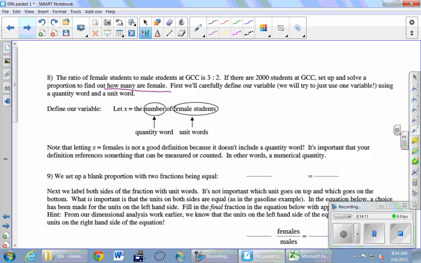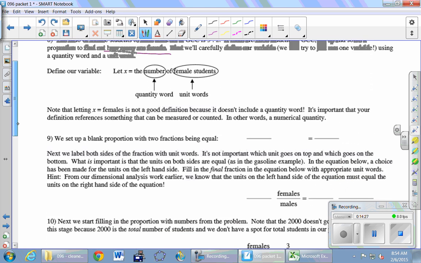What are you talking about with the females? Are you talking how many females? How many eyes do the females have? How tall the average female is? I mean, there are a lot of things you could measure, right? And so you want to be really clear when you define these variables. So here it is the number of female students.